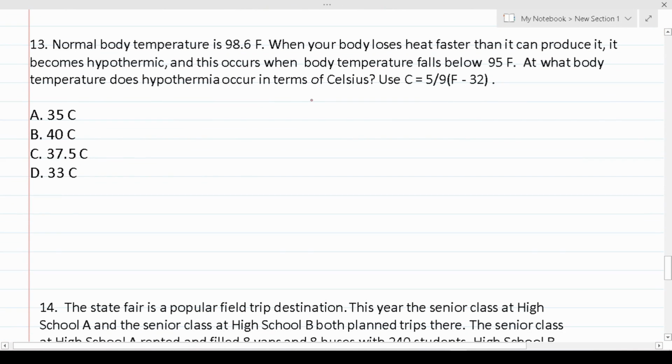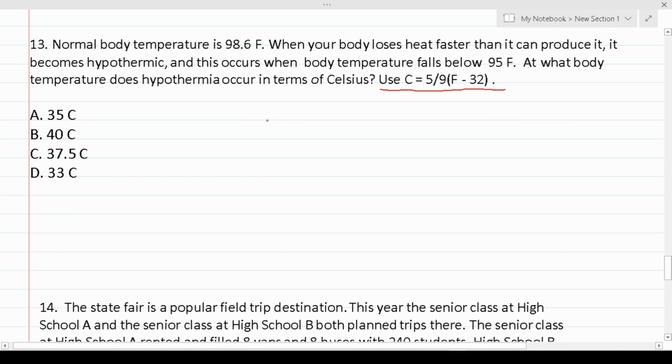All right, number 13 says normal body temperature is 98.6 degrees Fahrenheit. When your body loses heat faster than it can produce it, it becomes hypothermic. And this occurs when body temperature falls below 95 degrees Fahrenheit. At what body temperature does hypothermia occur in terms of Celsius? Use Celsius equals 5 over 9 times F minus 32, where F refers to Fahrenheit.